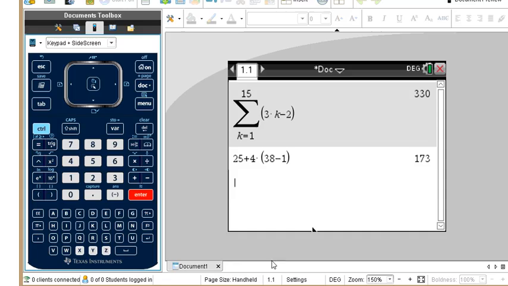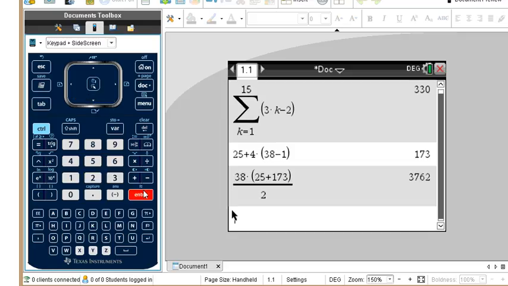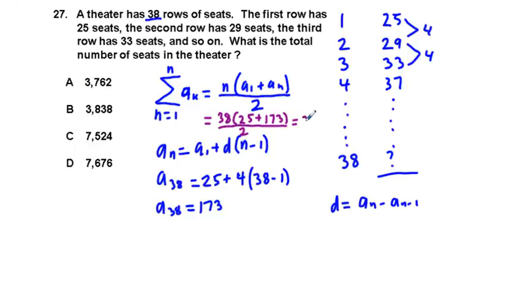Go back to our calculator. We have our total number of rows, which is 38, times a sub 1, which is 25, plus a sub 38, which is 173, and this is all going to be over 2. And we get 3,762. So 3,762. And that's going to be answer choice A.